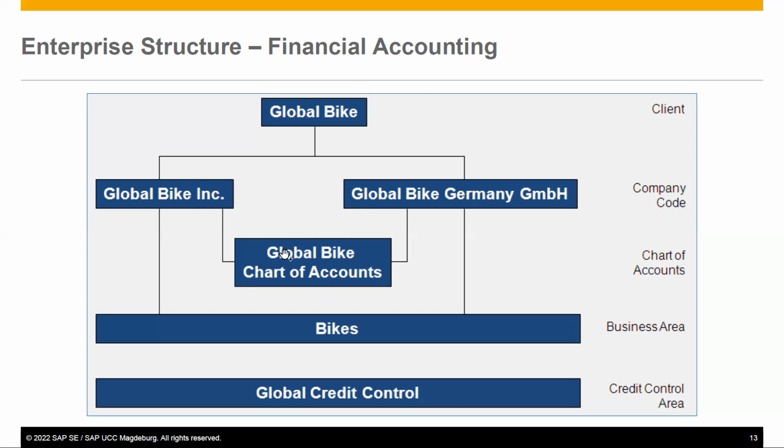Then we will create the chart of accounts. Then we will have a business area, and then we will have a credit control area. So we will set up all these four things, four pieces of organizational data.